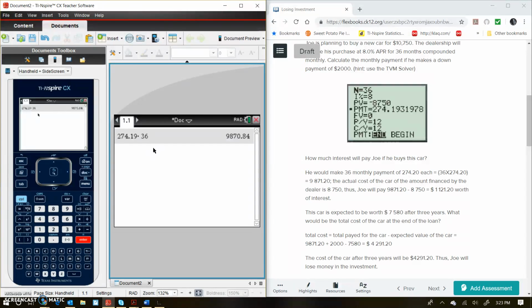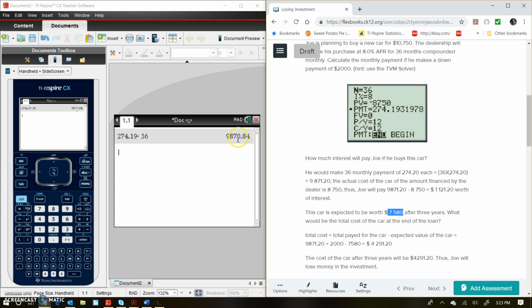Now the car is worth a certain amount of money. So we just look right here. The car is expected to be worth $7,580 after 3 years. So that's what we are worth. We can put the car up for a loan or as equity on something, and then we get paid back for that. That's what this is based off of.